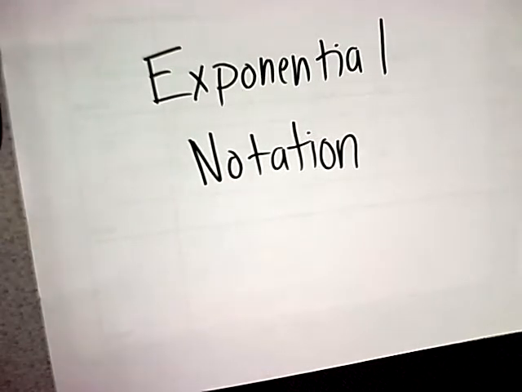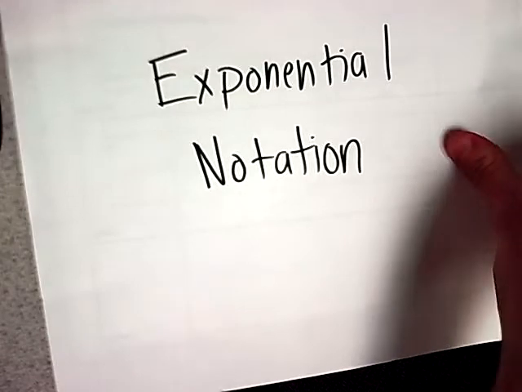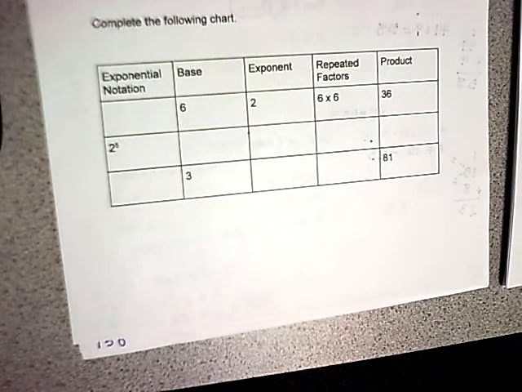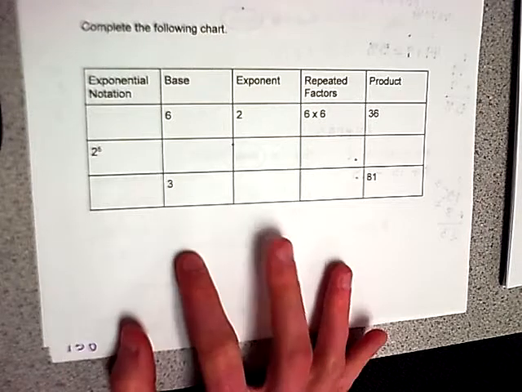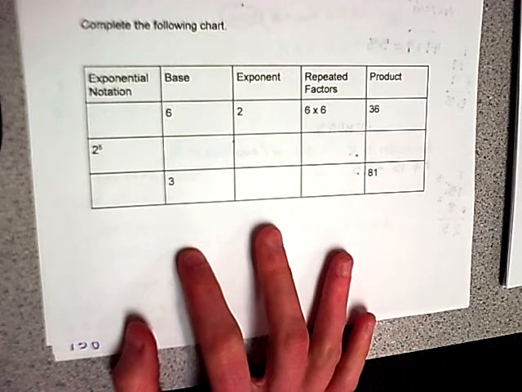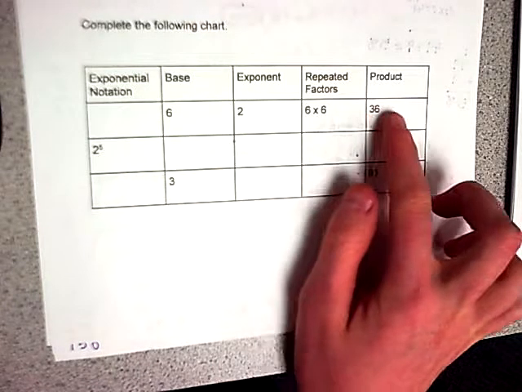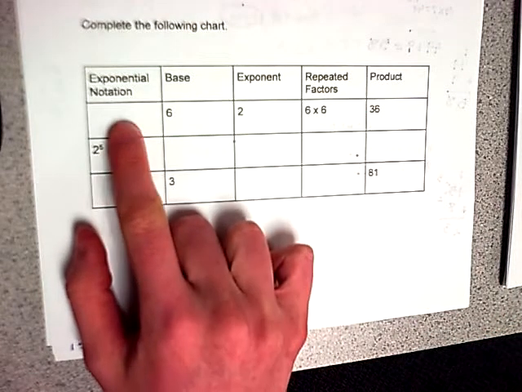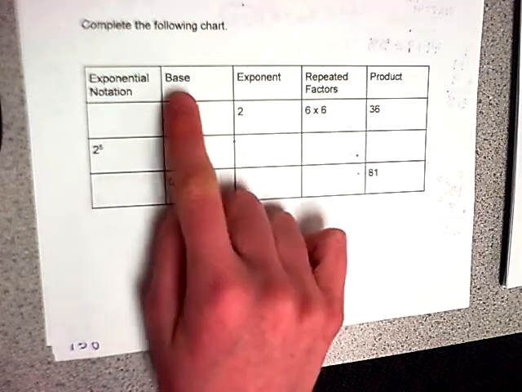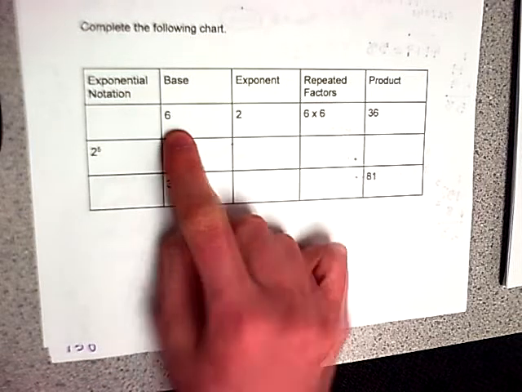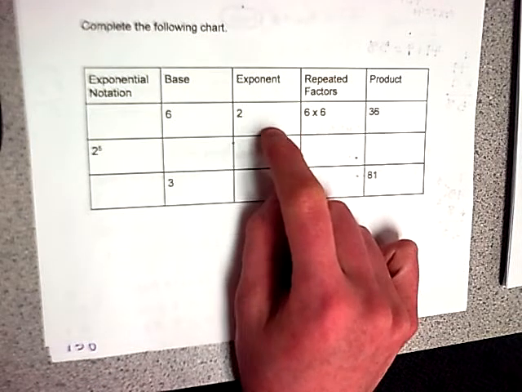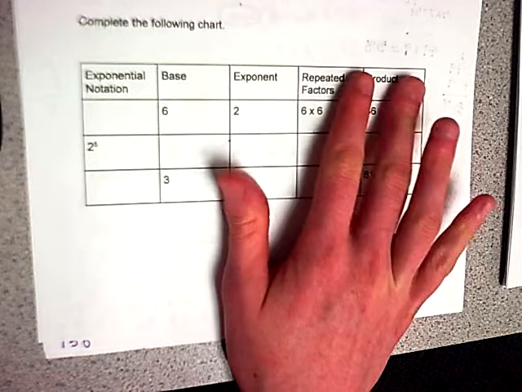Okay, so we are going to now talk about exponential notation. Let's see that we have a chart here, and we are given certain bits of information, and we have to find out what we're missing. So here we know that the base is 6, and the exponent is 2. We really don't even need the rest of this information to figure it out.